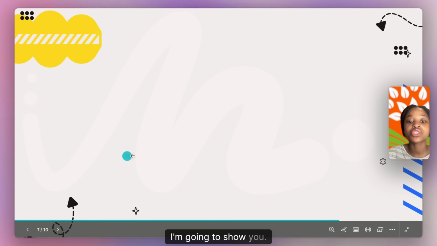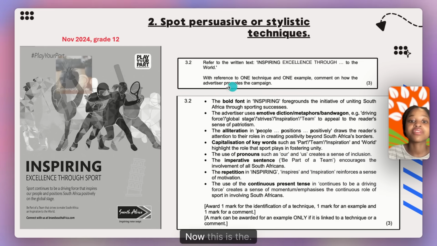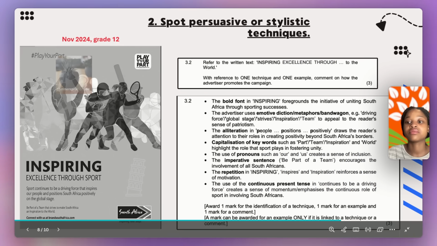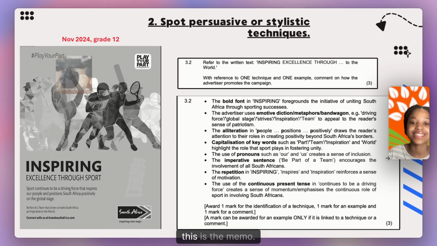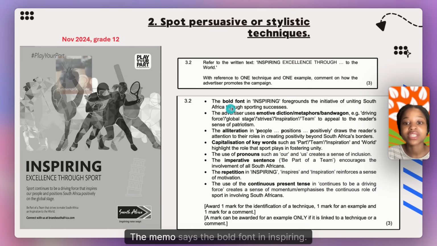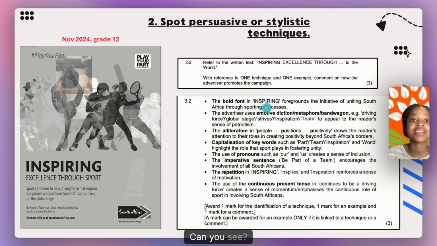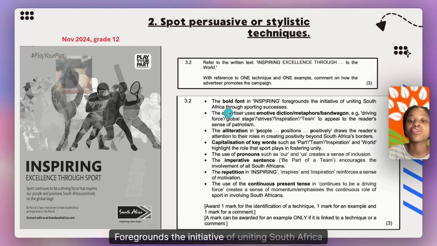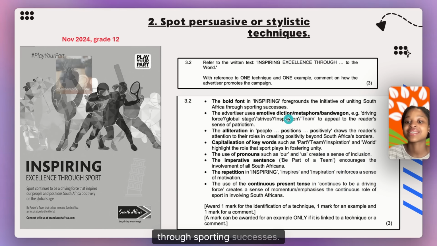Can you see? I'm going to show you now. These are the answers from the memo. Yes, this is the memo. So the memo says the bold font in inspiring, can you see, is a technique that you could have mentioned. It foregrounds the initiative of uniting South Africa through sporting successes.